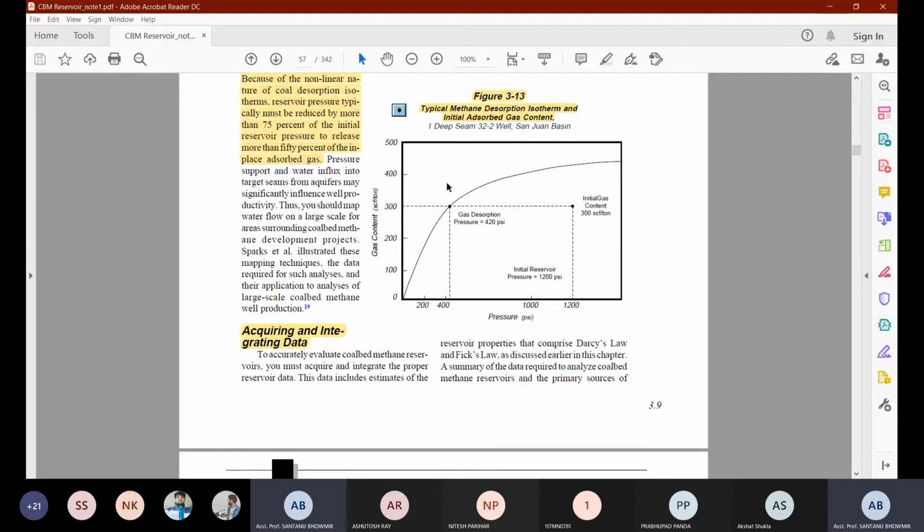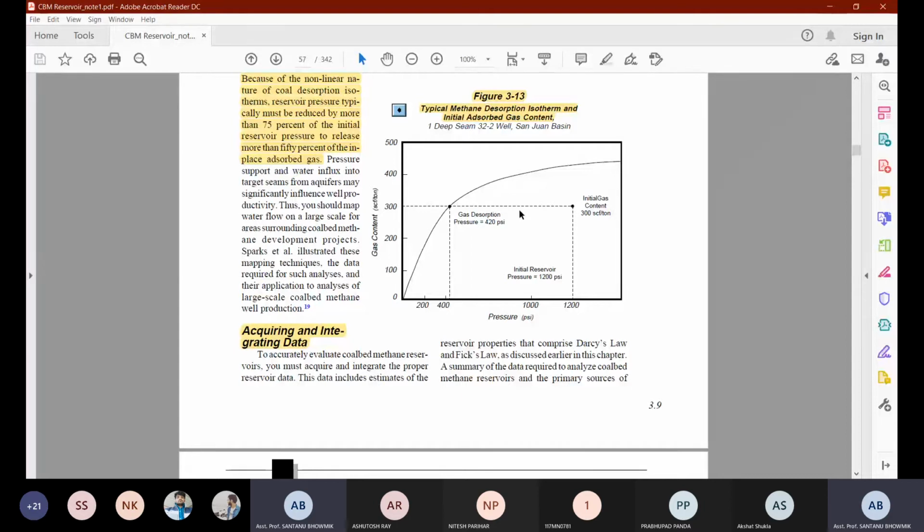The moment below, suppose this is 410 psi, the moment you reduce your pressure lower than 410 psi, suppose you give 400 psi, what will happen? Now the initial gas content pressure is going to reduce. Why? Because this graph is showing that the pressure should be reduced. As the reservoir pressure reduces, the gas particles will be desorbing from the pores, and now you are going to get gas production.